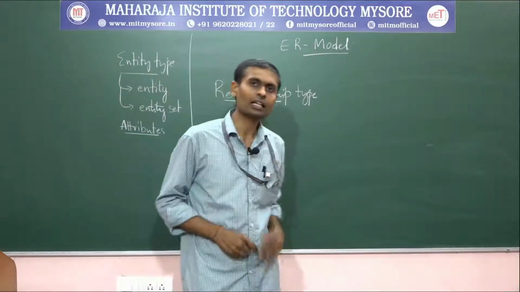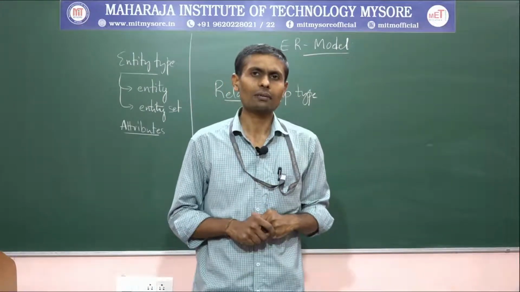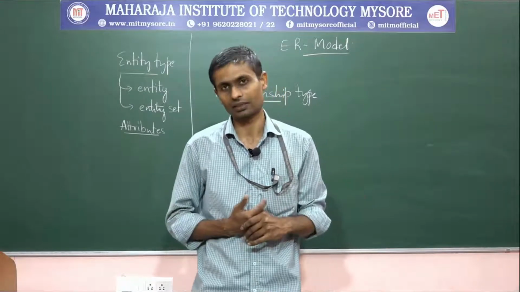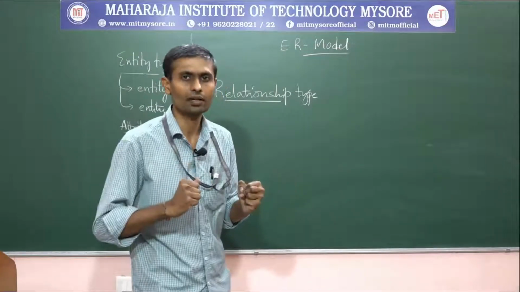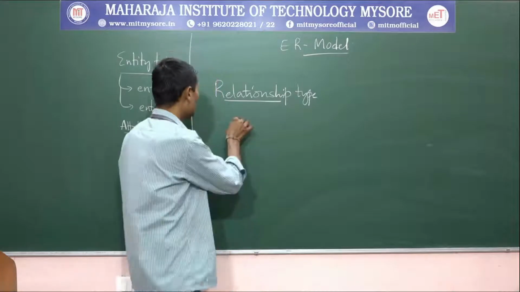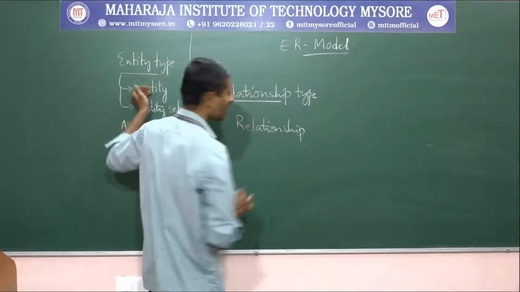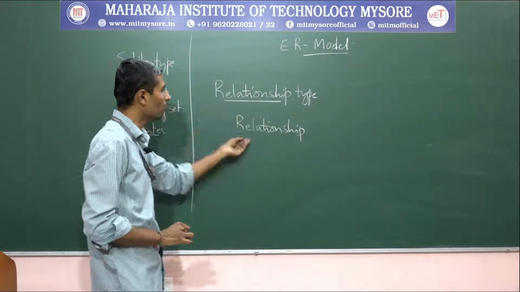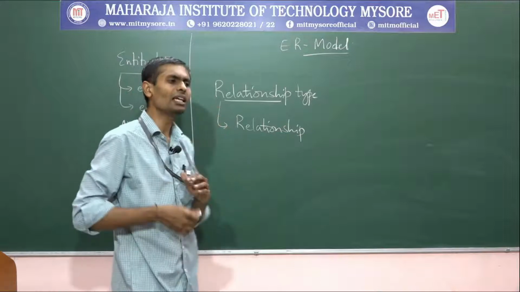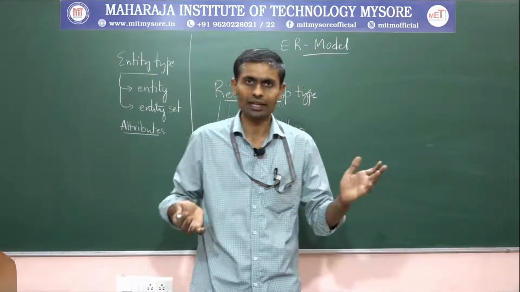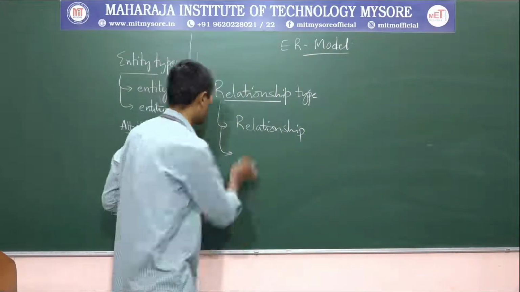Here also it is the same thing: the name given to a relationship set we call a relationship type. Basically it connects the entity types. It describes the relationship between the entities which participate in a relationship type. Just as an entity is an instance of an entity type, a relationship is an instance of a relationship type. There could be many relationships as a collection, and such a set of relationships we call a relationship set.